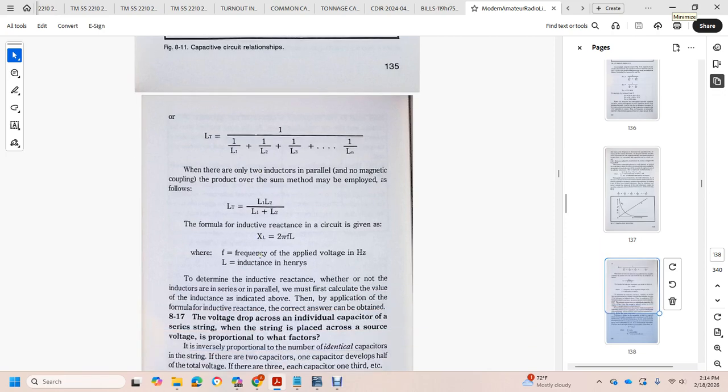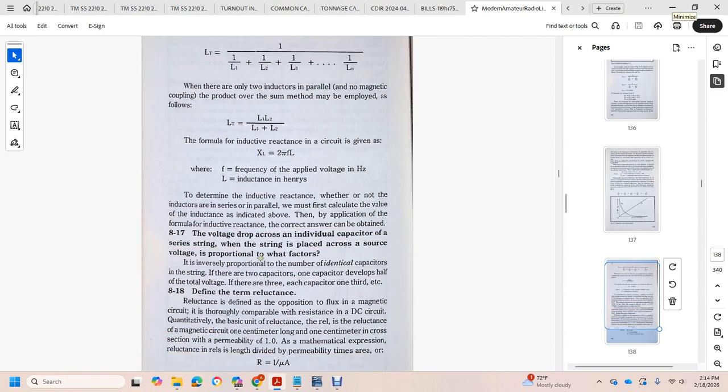The formula for inductive reactance in a circuit is X_L equals 2 times pi times the frequency times the inductance. Frequency is in hertz, and inductance is in henrys. To determine the inductive reactance of parallel inductors, you must first calculate the value of the total inductance indicated above, then apply the inductive reactance formula to obtain the correct answer.